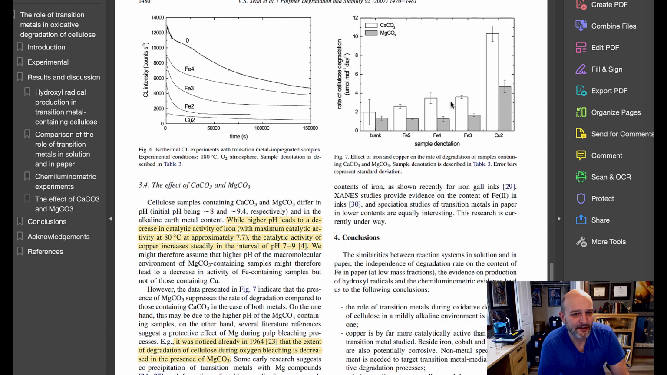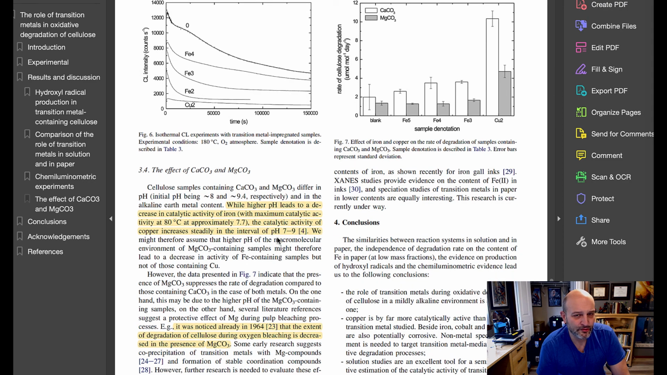And they talk about the effects of if you add magnesium and calcium carbonate to adjust the pH, how much difference does it make? And universally adding magnesium carbonate to the paper reduces the reaction rate, like a lot, super lot. And let's see here. It reads that the cellulose samples containing calcium, magnesium carbonate differ in initial pH. Of course they do. Higher pH leads to decrease in catalytic activity, which these would bring the pH up, right? And helps sort of neutralize any acids.